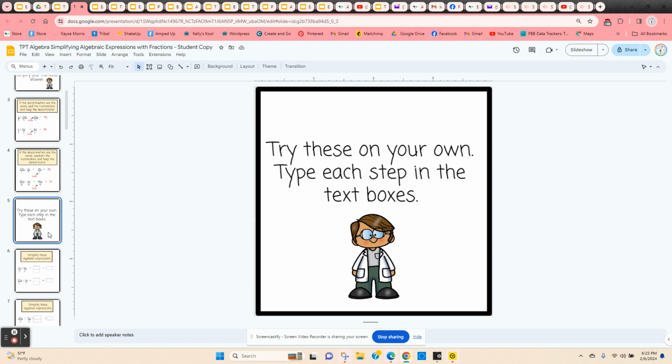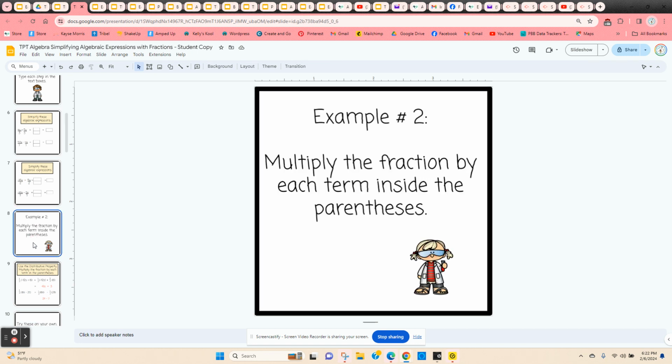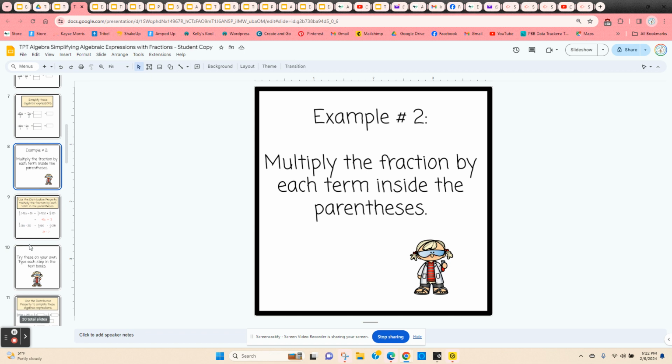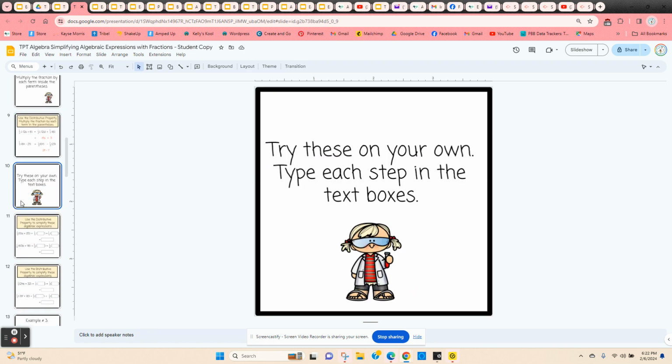And then students are going to try some on their own, and they're just going to type in the text boxes. Example 2, this is distributive property with fractions. They're given a couple of examples, and then they're going to try some on their own.